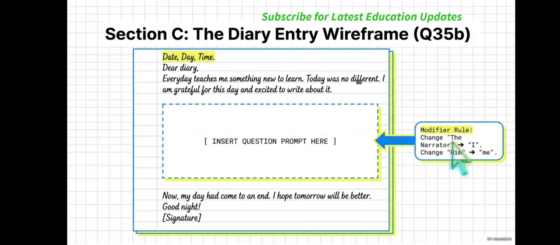Modifier rules. Change the narrator to I, change him to me, right? So now you have to bring back the given textual or prompt clues exactly and add a little information from your textual knowledge, right? So please end like this. Now my day has come to an end. I hope tomorrow will be better. Good night, diary, and signature of the given character. Yes, students, do you find it easy now?